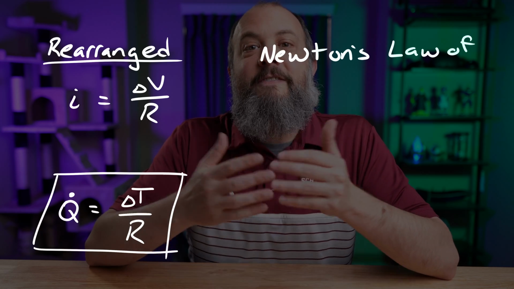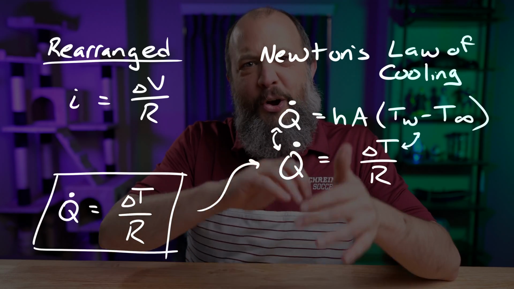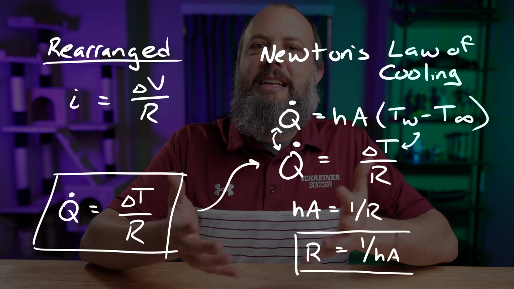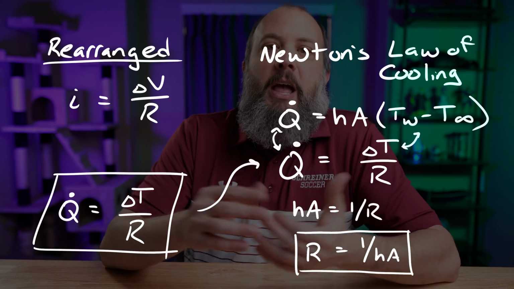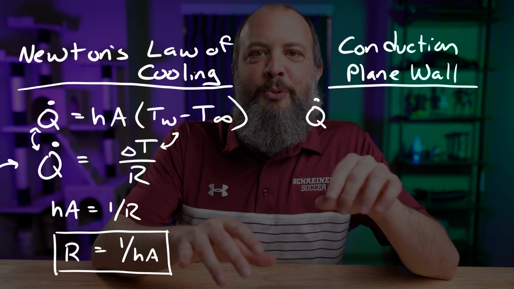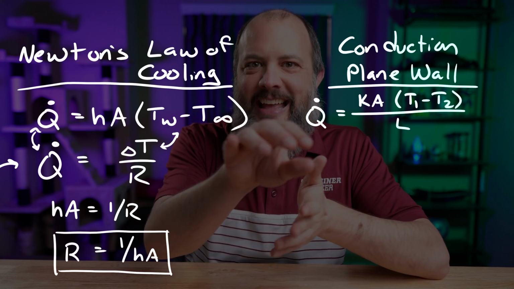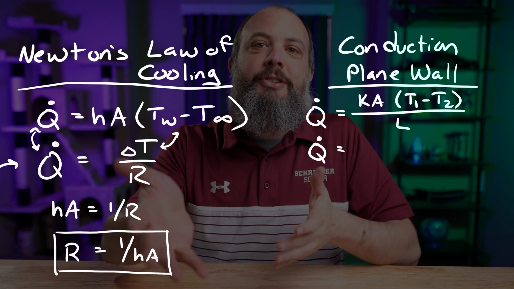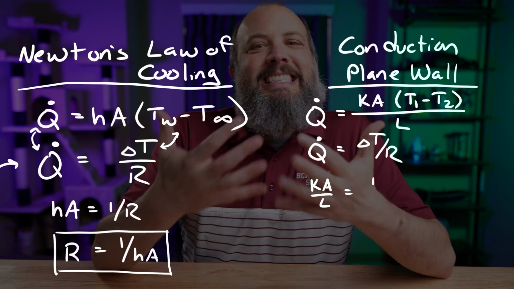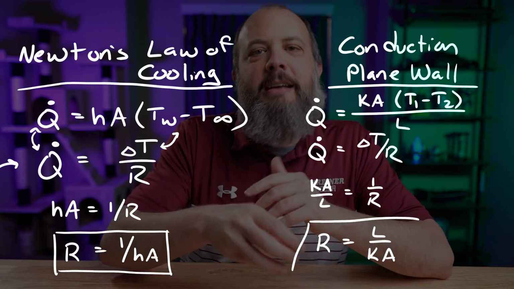So for convection, we've got this hA term. Since the R is in the denominator, the resistance for regular convection is 1 divided by hA. For regular conduction through a wall, the equation is Q equals kA delta T over L. But since resistance is in the denominator of Ohm's law when set up this way, the resistance to heat transfer through a wall will be L divided by kA.